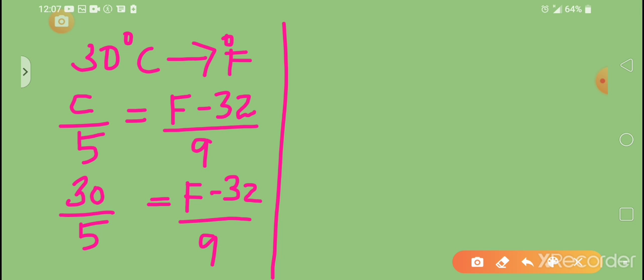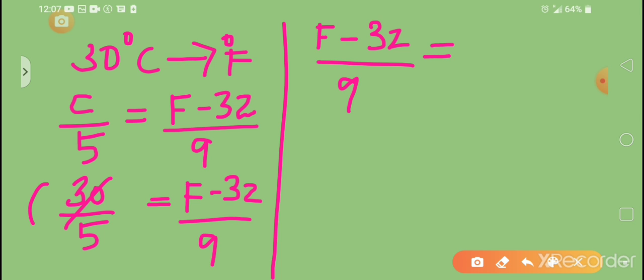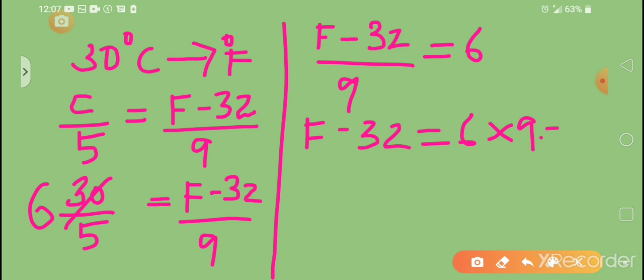So 30 by 5 means 6. So we should write the other side first. F minus 32 by 9 is equal to 30 by 5, which means 6. Then F minus 32 we can keep here. So 9 will go to that side. It will become multiplication. So 6 into 9 is equal to 54.